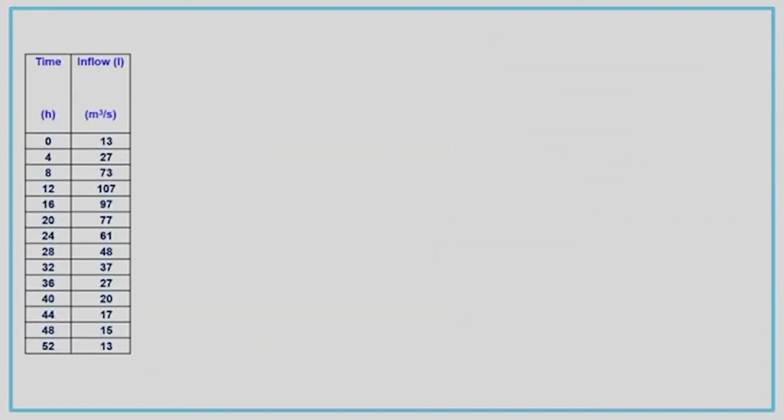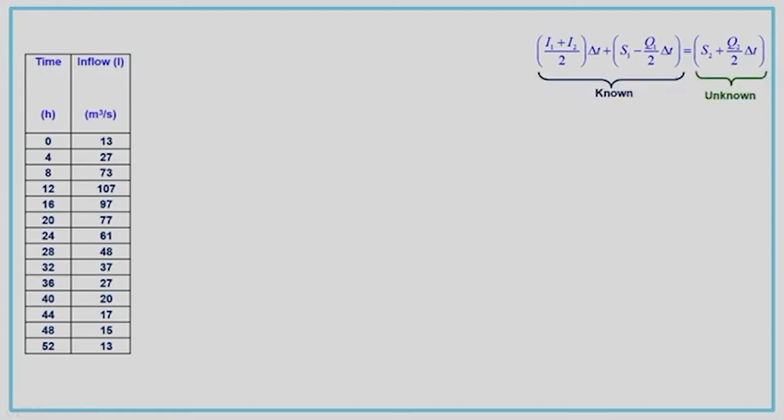So, we will consider our inflow hydrograph. Time in hours and inflow in meter cube per second is given to you. Our continuity equation, we have made certain rearrangements with the terms of the continuity equation and we got the equation in this form, with the known values on one side and unknown values on the other side. So, this S2 plus Q2 by 2 delta T is unknown, this is our indicative storage.